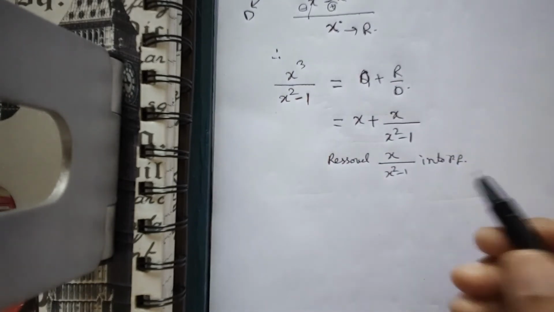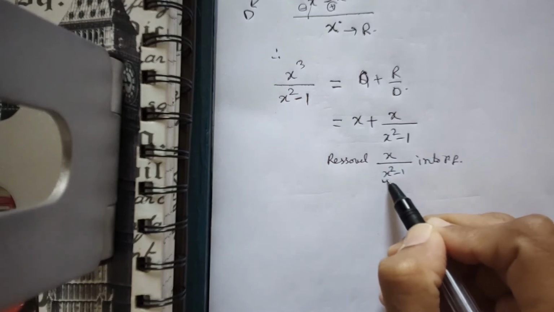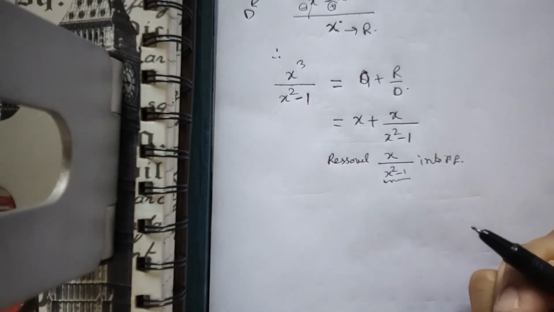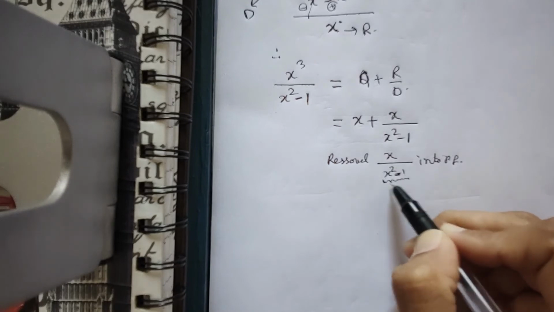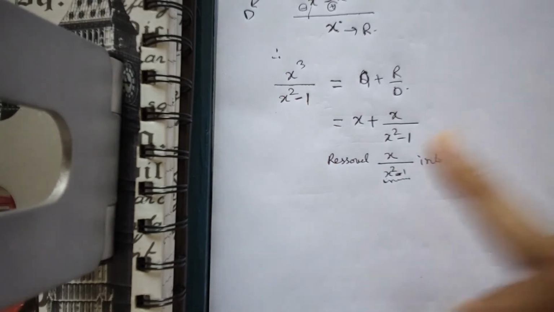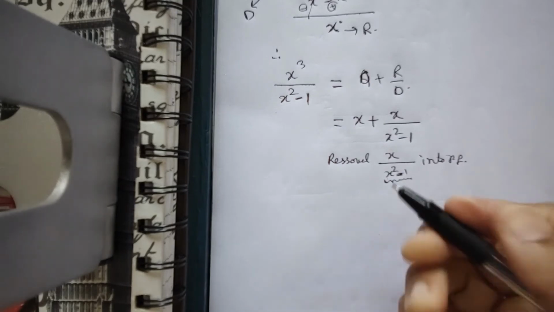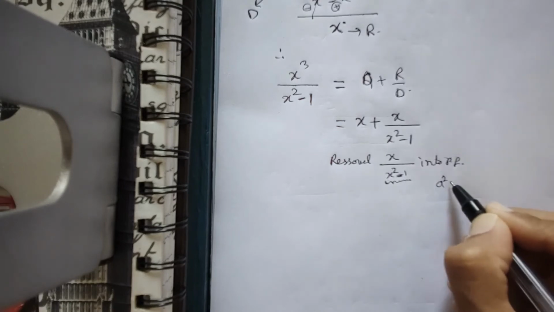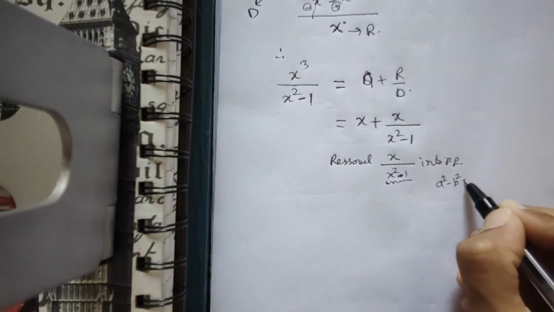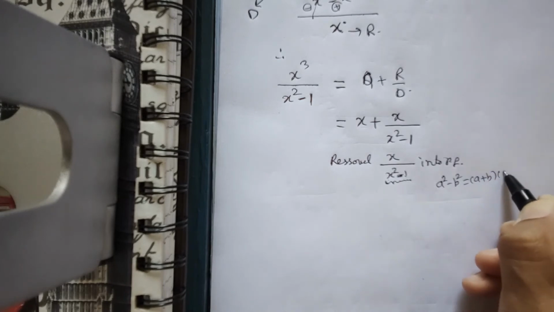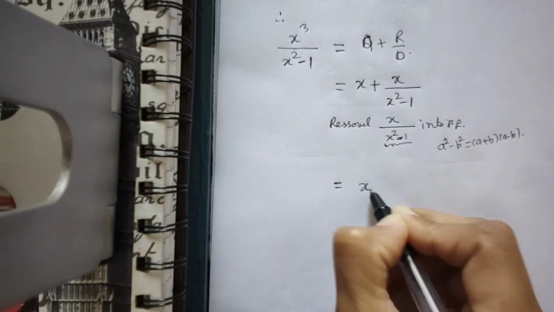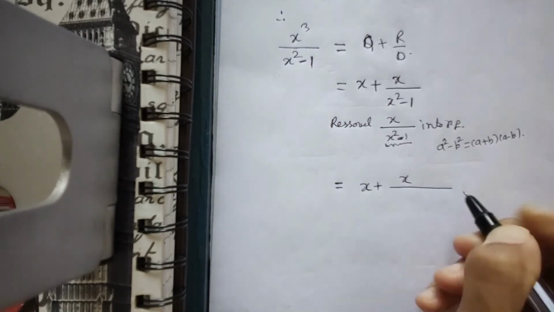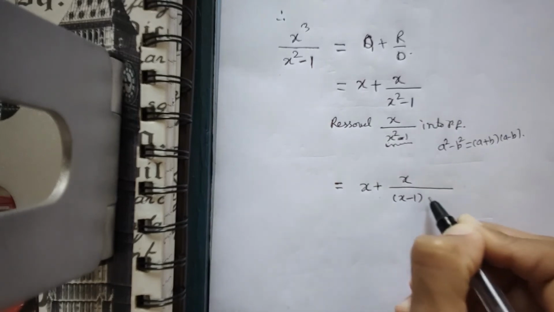Okay, so we first observe what is the denominator of the given fraction. It is x square minus 1. It is quadratic equation. Now I will think whether it is reducible or irreducible. Is it reducible? Yes, it is reducible because it is in the form of a square minus b square, and its expansion will be a plus b into a minus b. Okay, so this I can write as x upon x minus 1 into x plus 1.